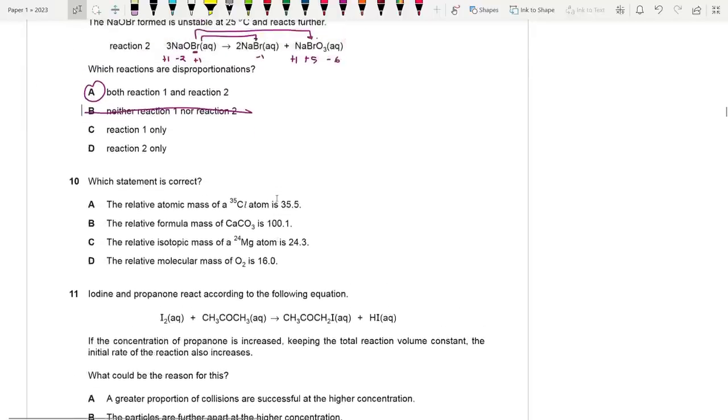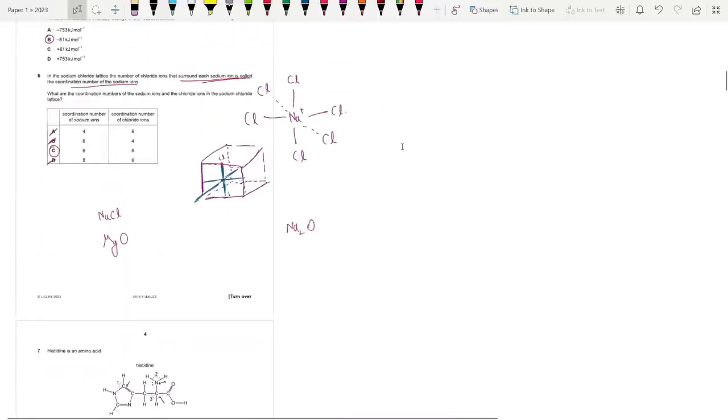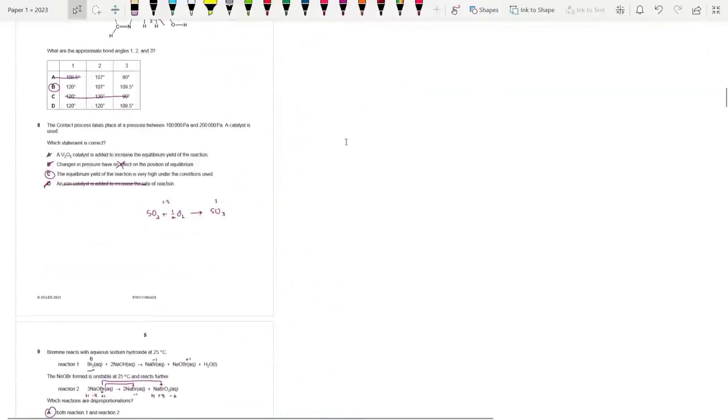Okay, number 10. Which statement is correct? The relative mass of a chlorine 35 atom is 35.5. This is actually wrong because since it's particularly talking about chlorine 35, it should have been 35. Okay, this is wrong. For this particular atom, no. The relative formula mass of CaCO3 is 100.1. I do agree because if you take a look at the booklet over here, the periodic table.